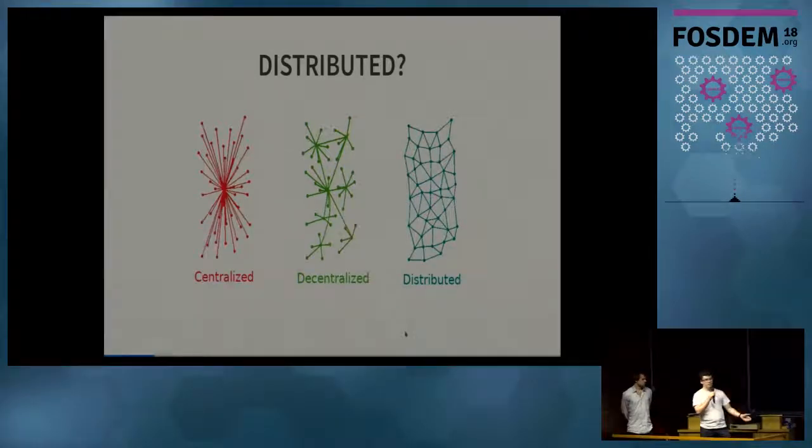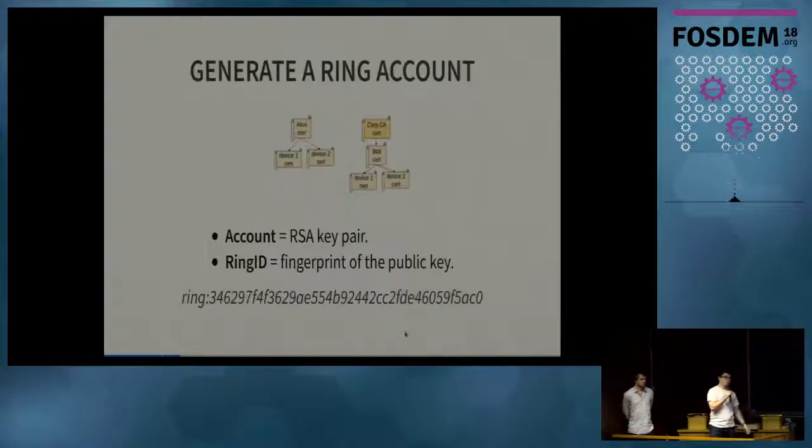You have things like Riot, Matrix, or Mastodon, which use a decentralized network. It's the federation concept, where some servers are connected to each other. And you have things like Ring, where any device is a node on the network, and the network is basically a mesh. We will present OpenDHT in detail in the RTC room in 30 minutes, I think.